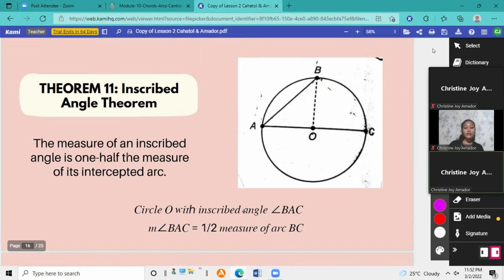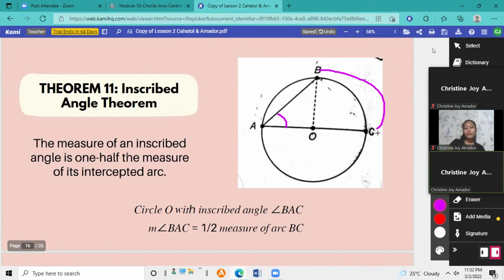The measure of an inscribed angle is 1/2 the measure of its intercepted arc. For a central angle, it states that the central angle is equal to its intercepted arc. But here for an inscribed angle, the measurement of an inscribed angle is 1/2 the measurement of its intercepted arc. Di ba? This is our inscribed angle BAC, and its intercepted arc is arc BC. That is its intercepted arc.